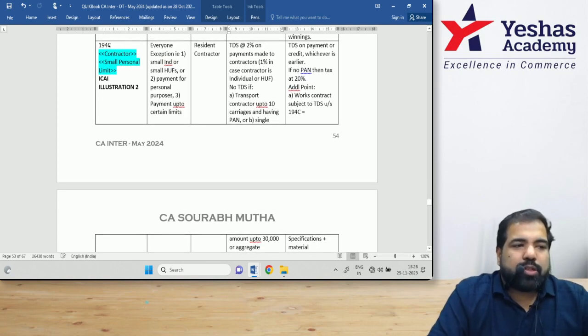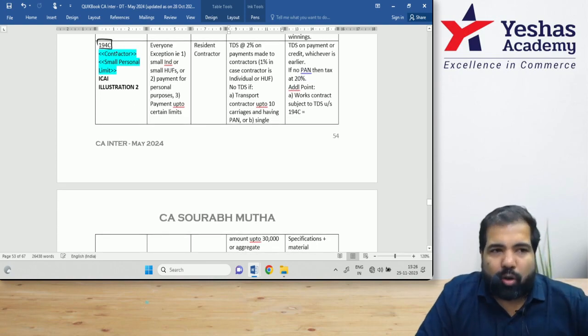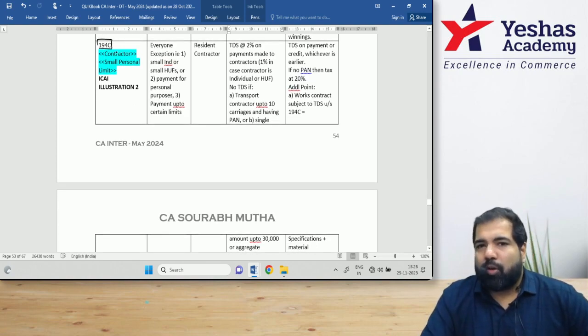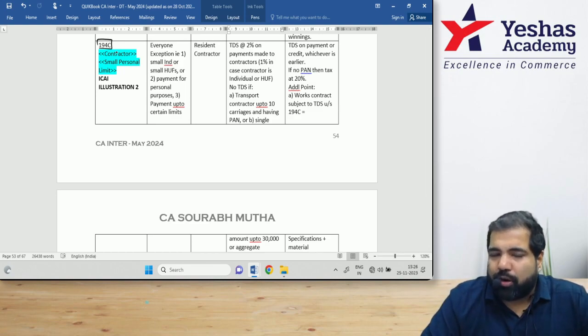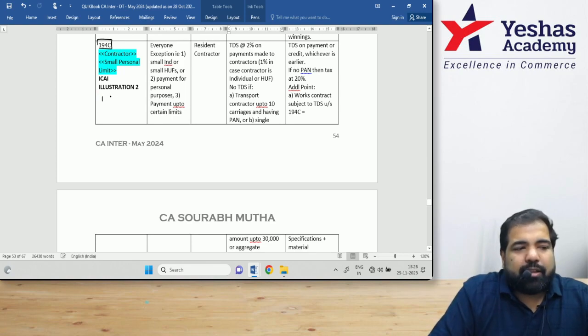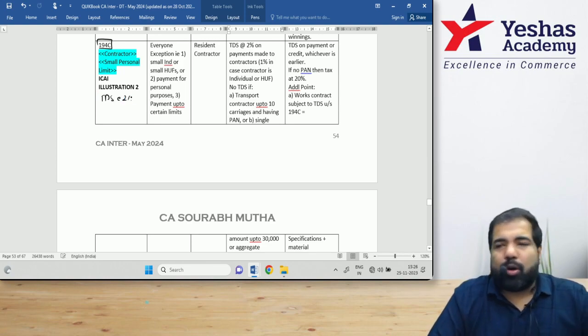What is 194C? You're paying to a contractor. It could be anyone. It could be a contractor, decorator, GTA, ad maker, anyone you're paying as a contractor. You need to deduct TDS at the rate of 2%. You don't want to block too much money.